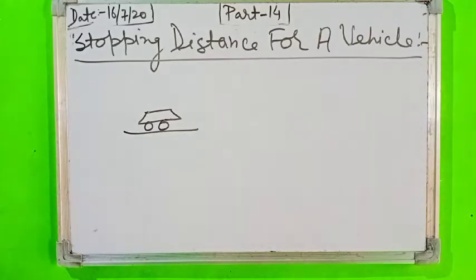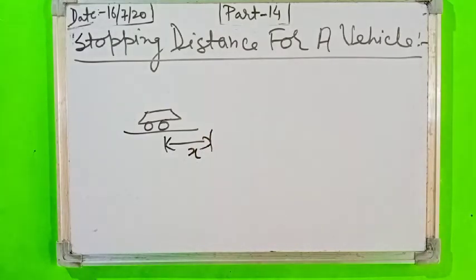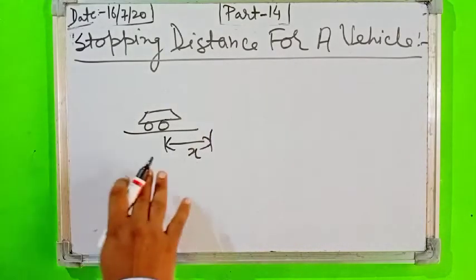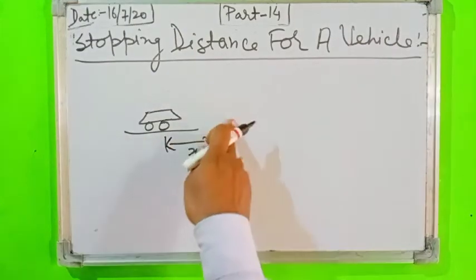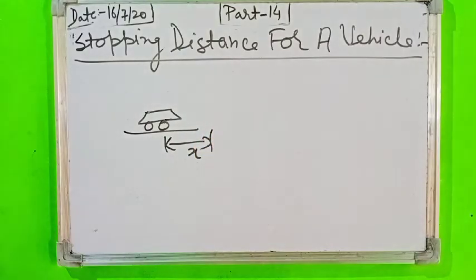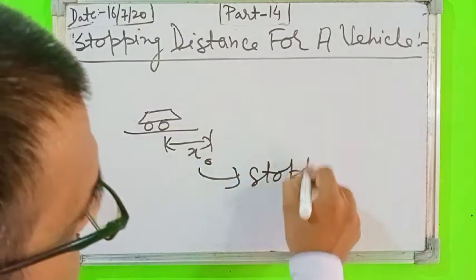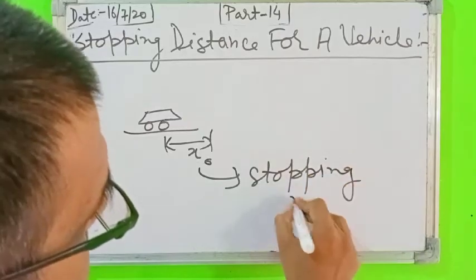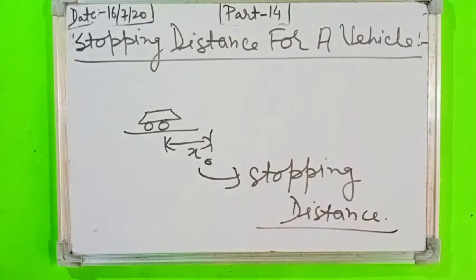As you apply the brake on the vehicle to stop it, the car, before coming to rest, will travel a certain distance x. So whatever distance is covered by the vehicle after the application of brake and before the vehicle comes to a halt, that distance is called the stopping distance.